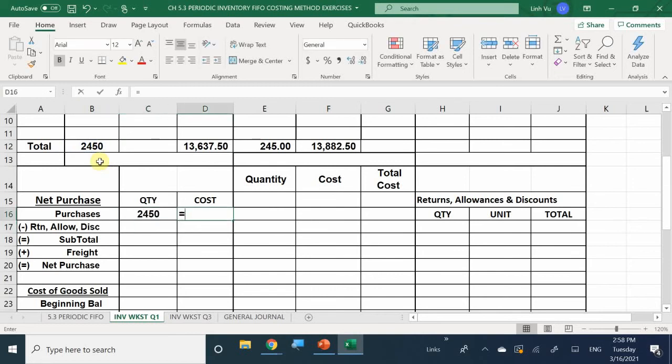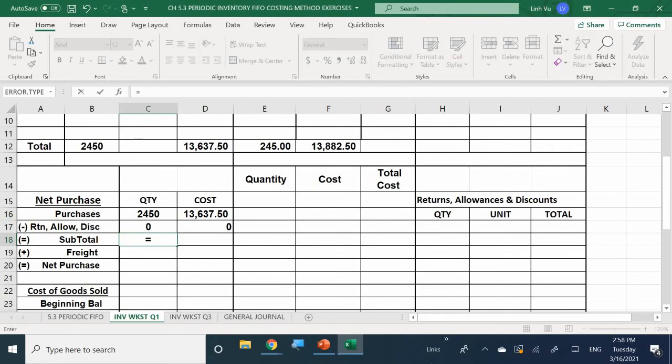2,450. Correct. And how much was the purchase price for it? 13,637.50. Correct. Okay. So again, we don't have any returns or allowances, because if you did have a return or allowances, essentially how you find your subtotal is going to be your 2,450 or your purchases subtract any returns and allowances. So in this case, I get the same number because I didn't have any returns or allowances.